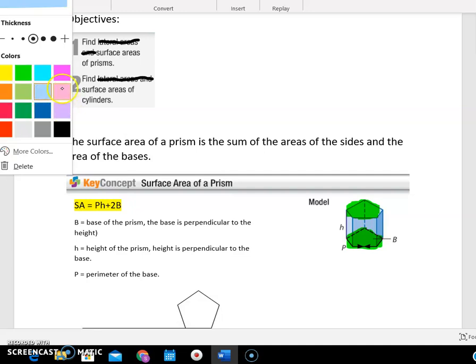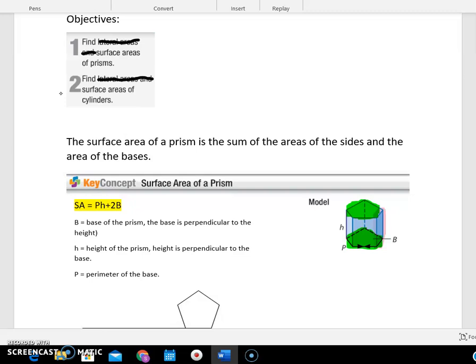And then the sides, these guys right here, and they go all the way around. These are all going to be congruent rectangles. So the sides of a prism are always rectangles. The bases can be rectangles, those are the green guys there, but they can be any other figure as well.